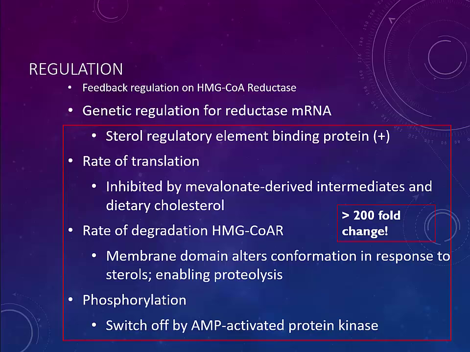What this means is the sterol regulatory element binding protein, you don't need to know that, actually controls the rate of transcription. We also control, just in case that wasn't enough, the rate of translation. That's inhibited by mevalonate-derived intermediates and dietary cholesterol. So we're controlling the rate of creation of mRNA. Then dietary cholesterol and the presence of mevalonate intermediates also control the rate of translation. So we're not even making the protein. First we're not making the message, then we're not making the protein.